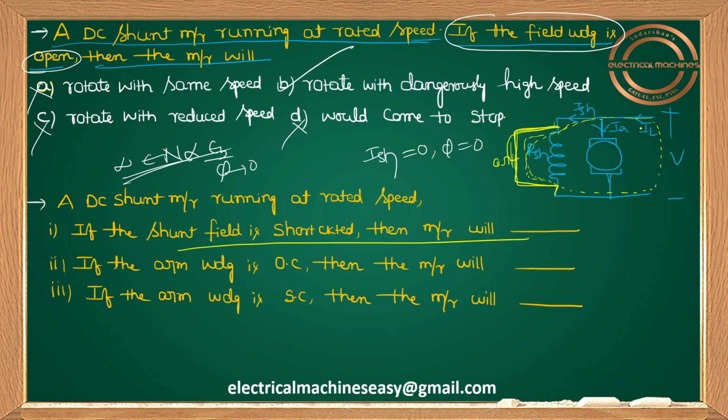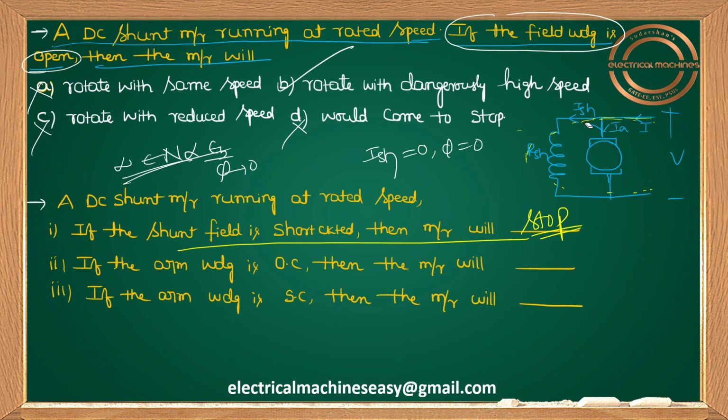Okay guys, so tell me, in this case, do you have any current entering into the armature? No. So what will happen if there is no current entering into the armature? If the shunt field winding is short circuited, then the motor will stop. Simply answer, motor will stop. Now suppose the armature winding is open circuited. So I'm asking now, if the armature is open circuit, please try to answer this question. What will happen if the armature is open circuited? Easily I think you can answer this question.